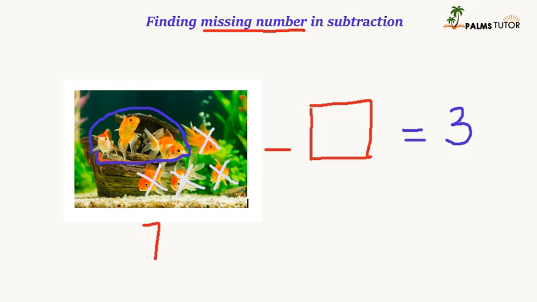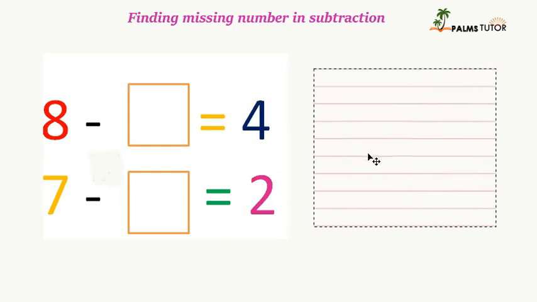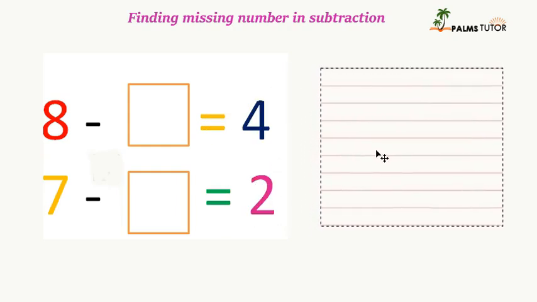7 minus 4 fish equals 3. That is how to find the missing number in subtraction. This is the part where we count ourselves with our counting sheet. I hope you have your counting sheet with you separately.